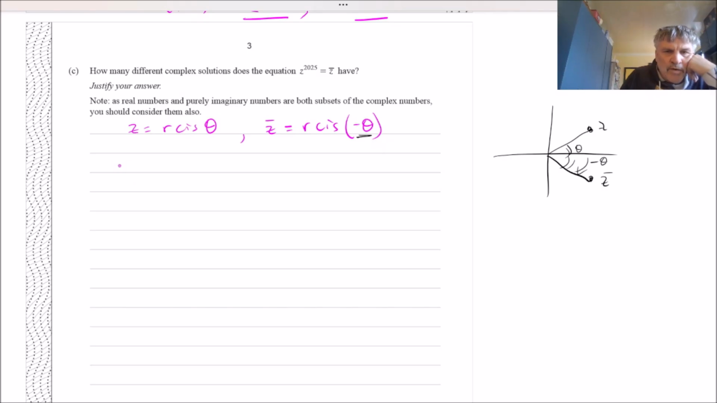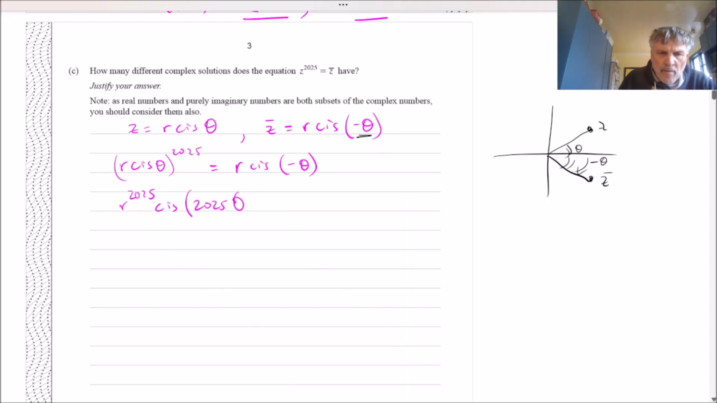And then write out the equation. So we've got R cis theta to the power of 2025 is equal to R cis negative theta. And we're trying to solve that. We don't actually have to solve it, we just have to find out how many solutions there are. De Moivre's theorem says we raise the modulus to the power and we multiply the argument by the power, and that's going to be equal to R cis minus theta.